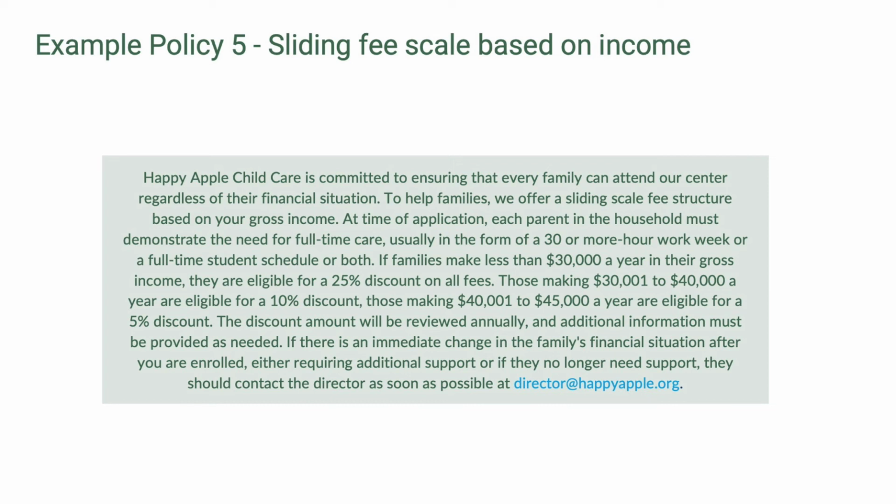So this is a sliding scale fee based on gross income, and this is similar to the one where you are using the federal poverty guidelines, but you've set your own income levels and corresponding discounts. As the income increases, the discount offered decreases, along with the process on how to apply and the requirements that you've put in place for a family to be eligible for that.